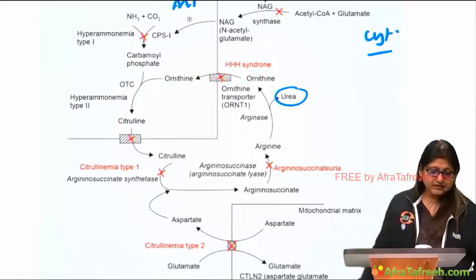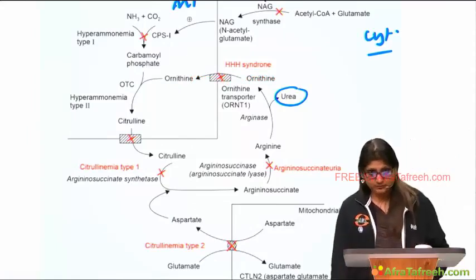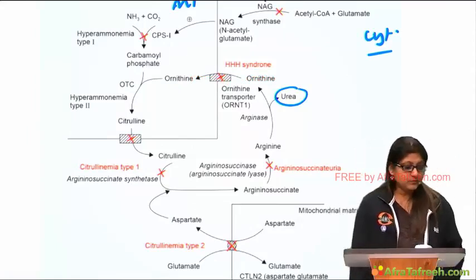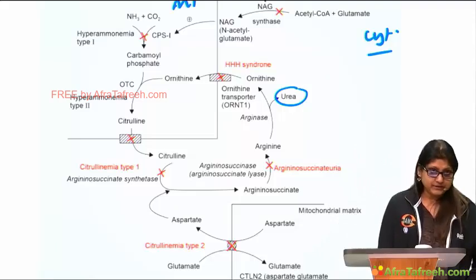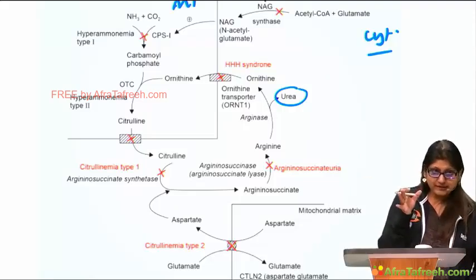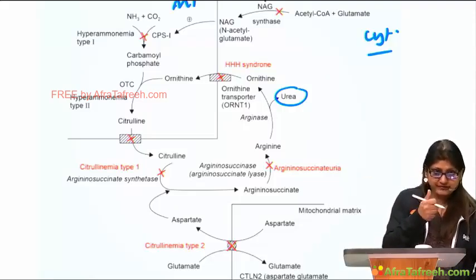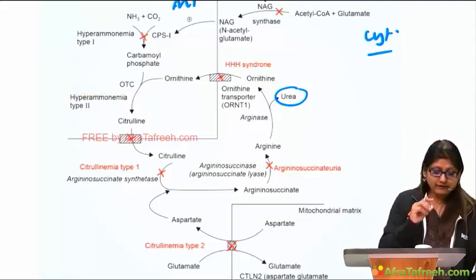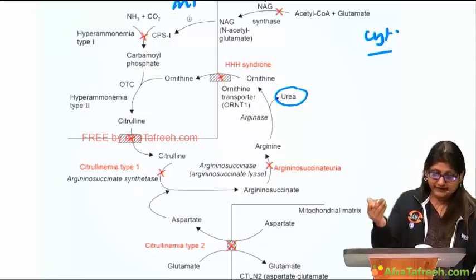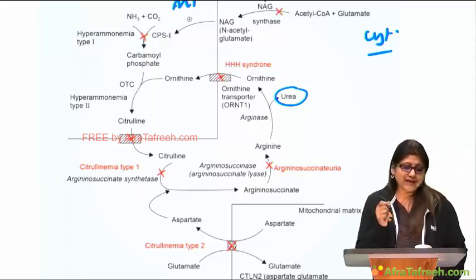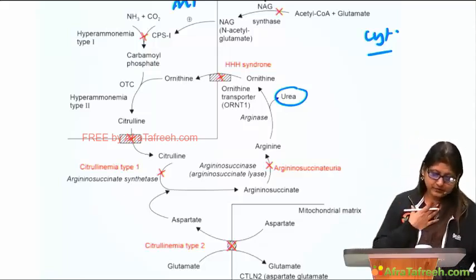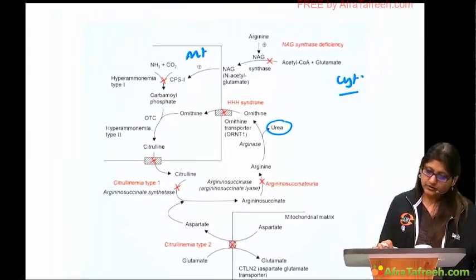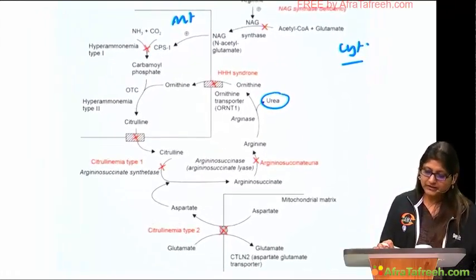We cannot use the Friedewald formula if triacylglycerol value is more than 400 milligram per deciliter. If it is less than 400 milligram per deciliter, you can use Friedewald formula for calculating the LDL value. But if triacylglycerol value is more than 400, that time you have to do direct assessment. Yes? Okay, very good.